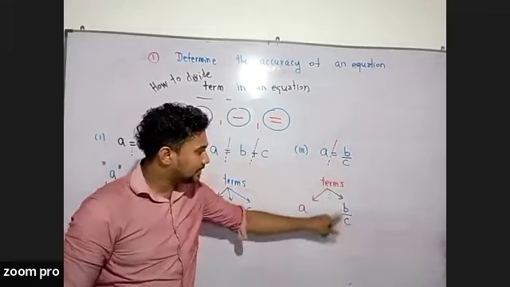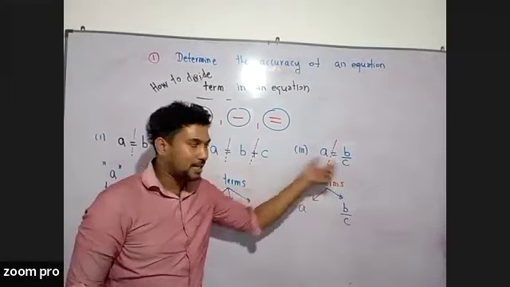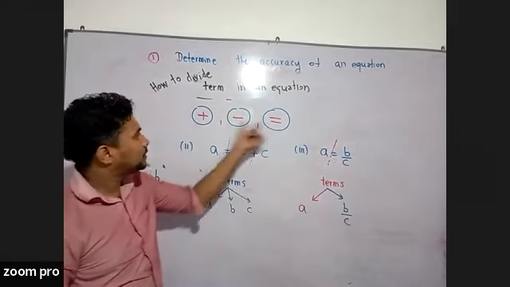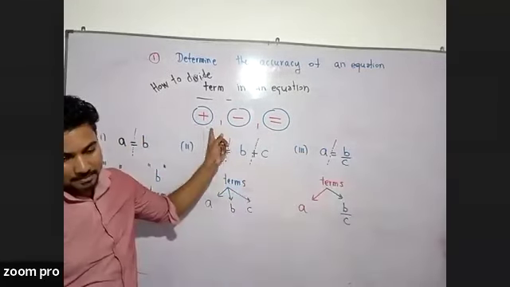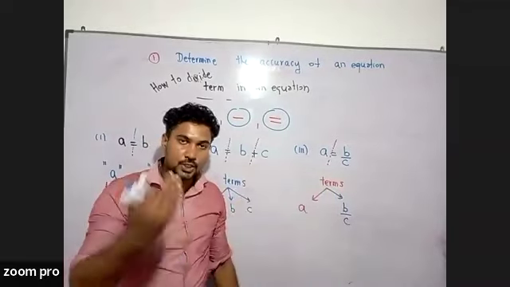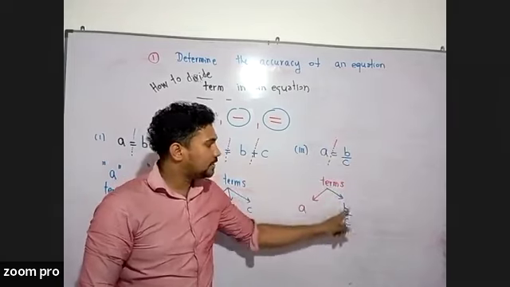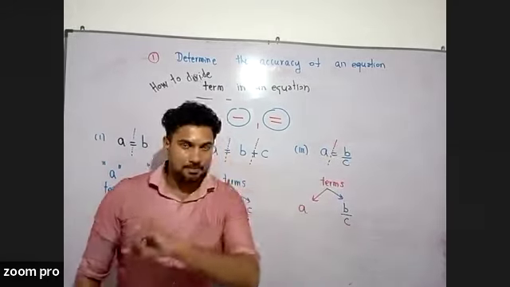These are not considered as two terms, right? B over C, because terms can be obtained by using these three signs. That's the only thing, right? So division is not a sign which is used to divide the term. Therefore B over C should be considered as one term, right?